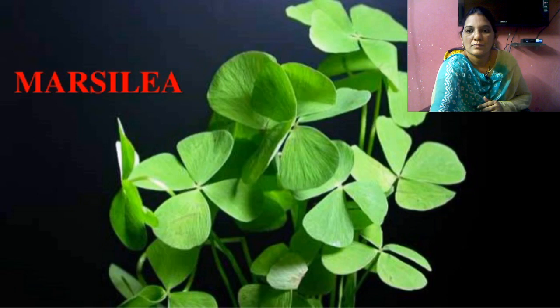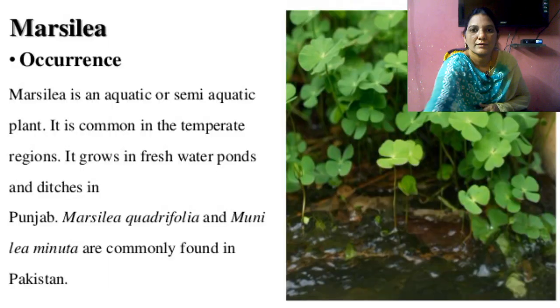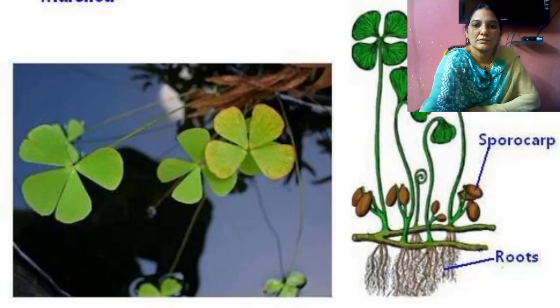So I tell you once again, this is the Marsilia aquatic plant. They grow in water, in ponds, lakes and rivers. So this is the external structure of the plant.